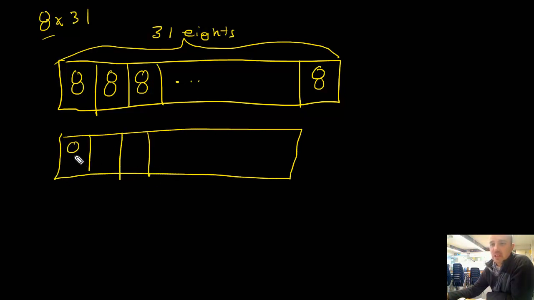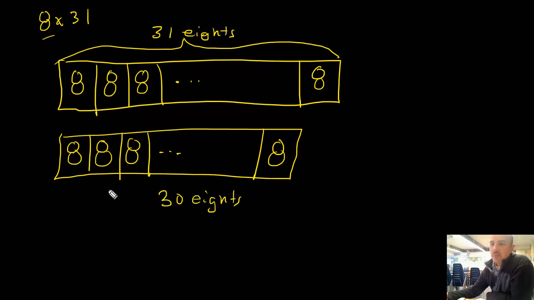That would be 30 eighths. Now, why would I do that? Well, I would do that because it's easier for me to think about multiplying 30 eighths than it is 31 eighths.